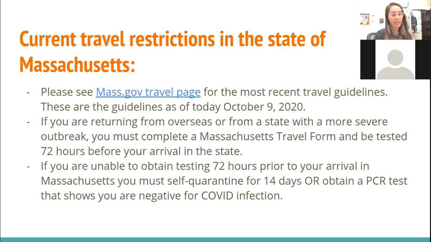If you're unable to obtain testing 72 hours before you arrive in Massachusetts, you need to self-quarantine for 14 days or obtain a PCR test that shows that you are negative for COVID infection. You can get tested in the area or state that you are traveling to, but I do warn that states can have longer processing times for these tests, so that might cause a delay in your return to work when you get back to Massachusetts.